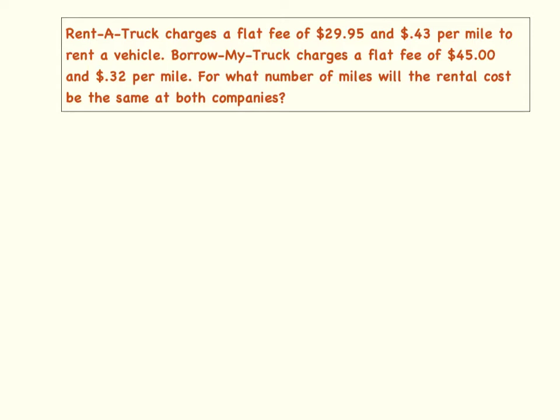The first thing we need to do is identify our variables. And usually the best place to do this is at the end of the word problem. Usually it's the last sentence or the last question. So in this case, the last question is, for what number of miles will the rental cost be the same at both companies? The question is basically asking us for two things. It's asking us for what number of miles, and it's asking us what the rental cost would be. So those are going to be our two variables. And so I'm going to write down miles. That's going to be one variable, and cost will be the other.